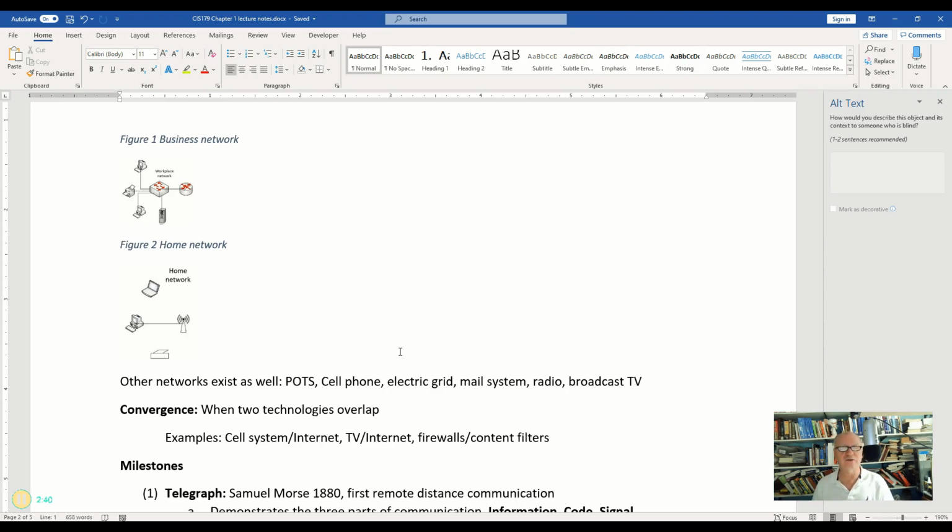The electric grid is a network. It's not a computer network, but it is a network of connected wires, connected systems. The U.S. mail system or worldwide mail system is a type of network. Radios produce a network all of their own. Broadcast TV produces a network all its own. So these are many different kinds of networks, and computer networks are just another kind of network like these others.